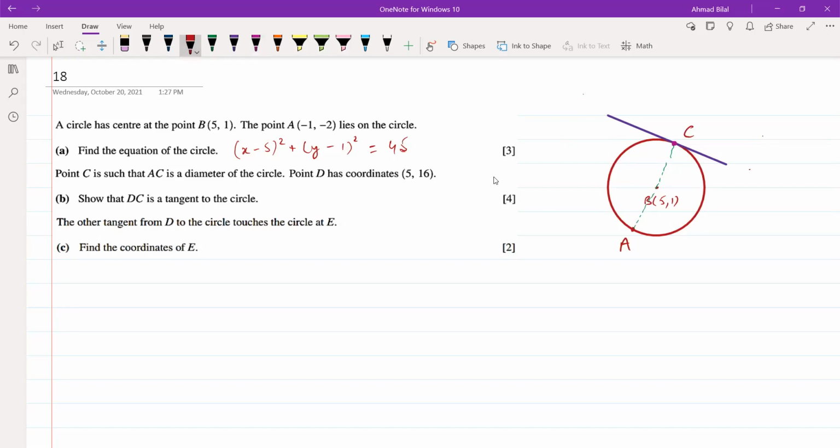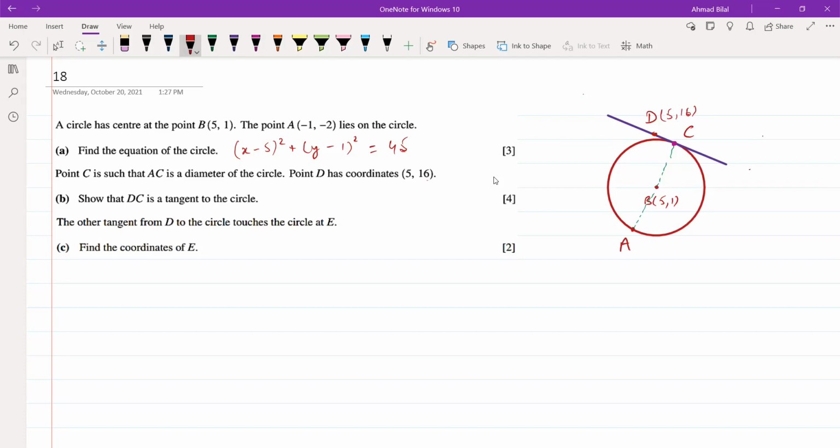Now there's a point D somewhere. It has coordinates 5 and 16. The x coordinate is 5, so it will be right above this, and somewhere outside the circle, it may be somewhere there, right? Let's say this is the point D. And the coordinates of D are 5 and 16. We have to prove that DC is a tangent.